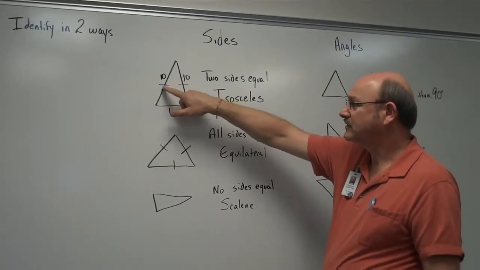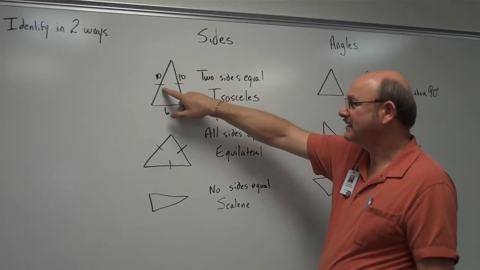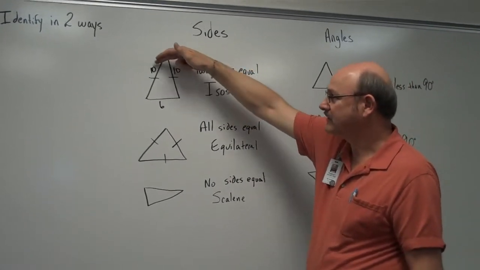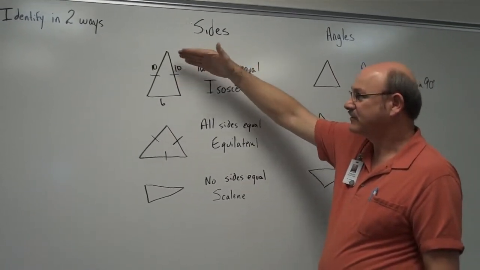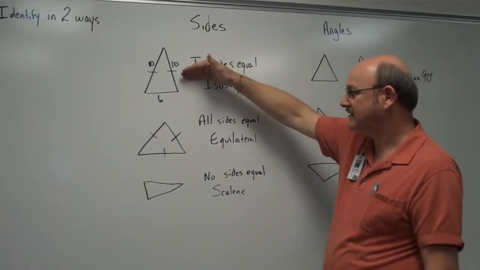Right here I have what's called tick marks. That means that this side and this side are equal. There's not a tick mark down here, and I have numbers on this one that shows these are not equal. Two sides equal is an isosceles.